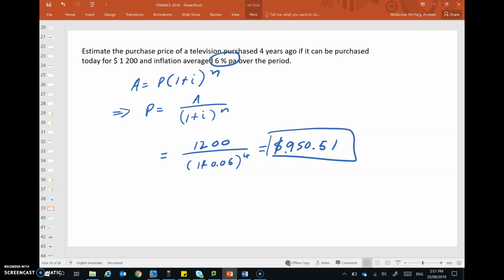Now here's a bit of an exception to the whole inflation thing. We know that, in particular, televisions and electrical goods are getting cheaper as time goes on. But there are, of course, other factors other than inflation that affect the prices of things.